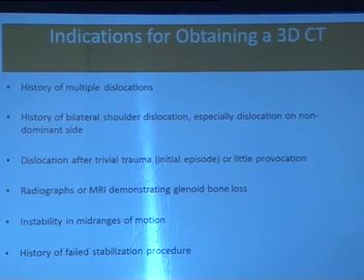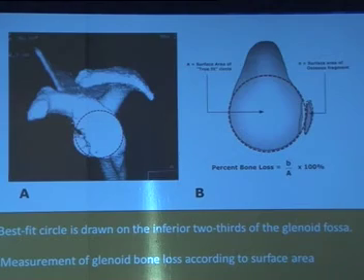Patients who have a history of instability in mid-range strongly need a 3D CT, and whenever a patient has been operated on with some kind of stabilization procedure, I understand that the surgeon probably would have overlooked a bone loss, and I would go ahead and do a 3D CT to quantify the bone loss in these patients so as to plan my surgery.